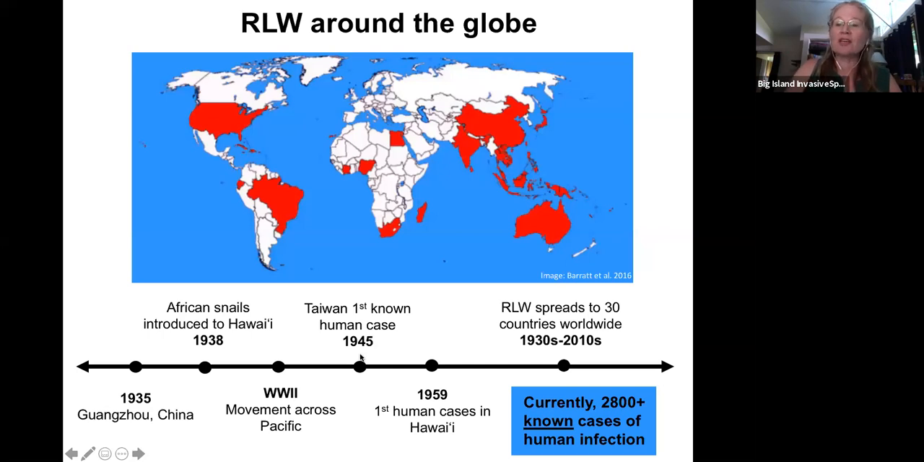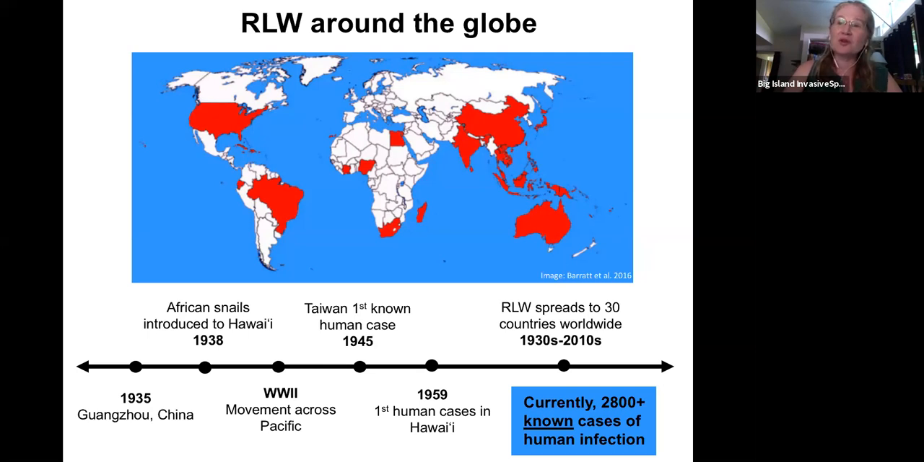Rat lungworm, you've heard a lot about it, especially if you're living on the Big Island, you're living in Hawaii, you've heard a lot about it over the last decade or so. And it might seem like, oh, this is new, but it's a disease that's probably pretty ancient. That whole life cycle is very, very well established. And so it takes a long time to come up with a life cycle like that in nature.